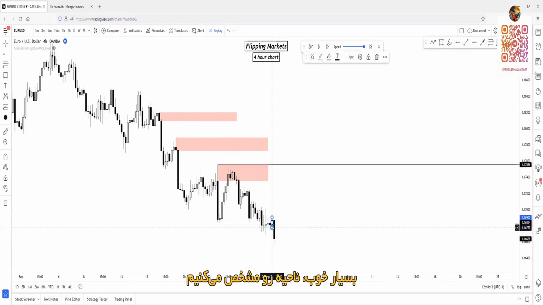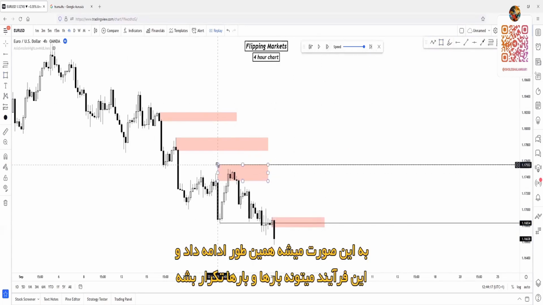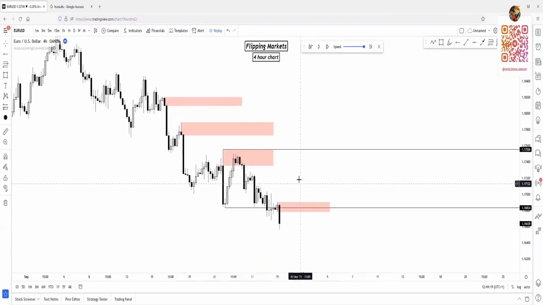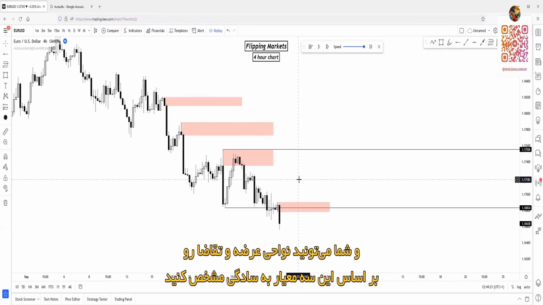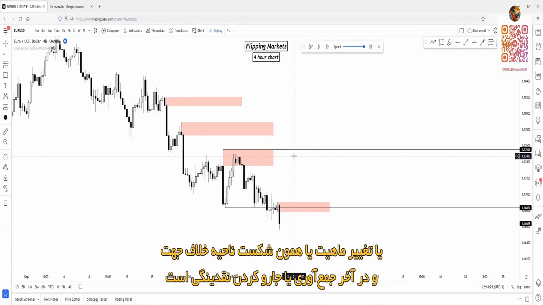Let's just mark out this zone. This will be our new supply zone. And this method works on and on, over and over again. You can mark out supply zones and demand zones based on these three criteria: inefficiency, break of structure or change of character, or opposite side zone break, and liquidity sweep or collect.